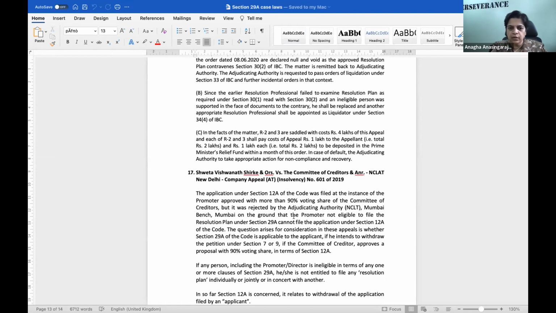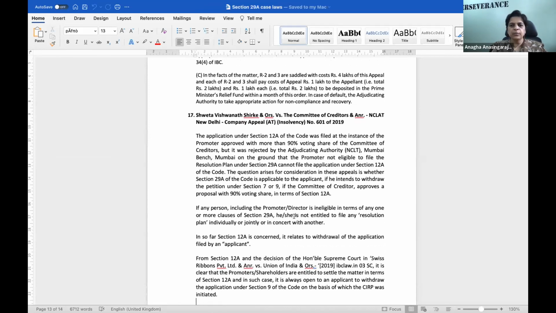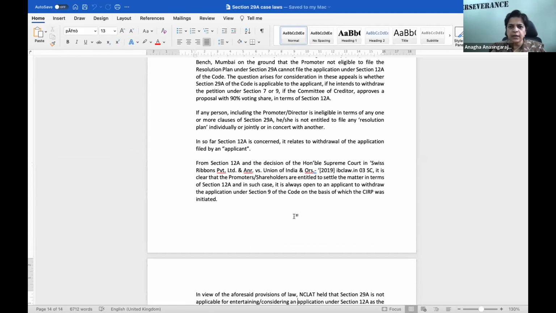So this decision of the NCLT was appealed before the NCLAT, and the question which arose for consideration in the appeals was whether 29A of the Code is applicable to the applicant if he intends to withdraw the petition under 7 or 9, if the Committee of Creditors has approved that proposal with a 90% voting share as is required under 12A. So here it is said that if a person, including the promoter or director, is ineligible in terms of any one or more clauses of 29A, he is not entitled to file a resolution plan either individually or jointly or in concert with another person.